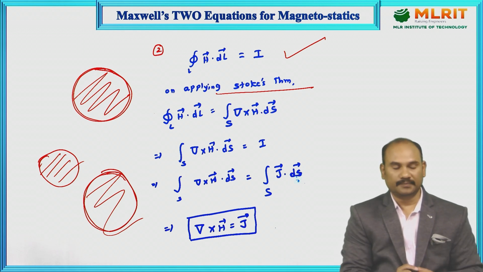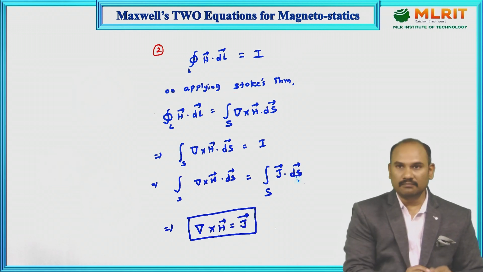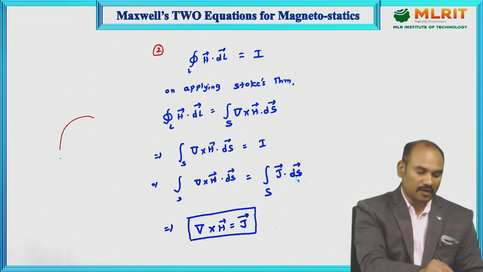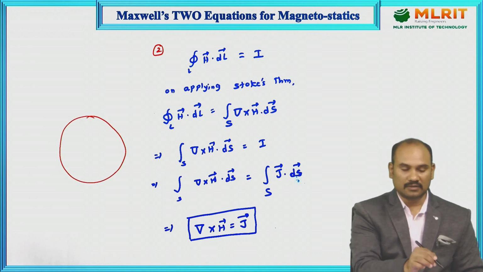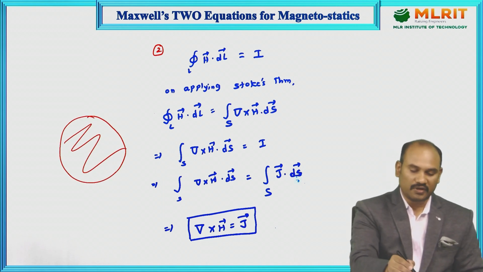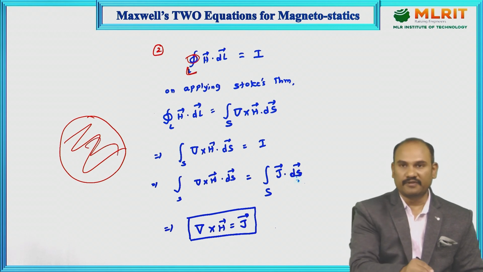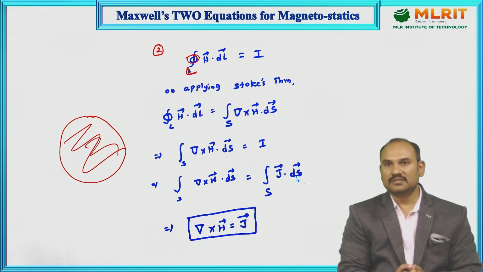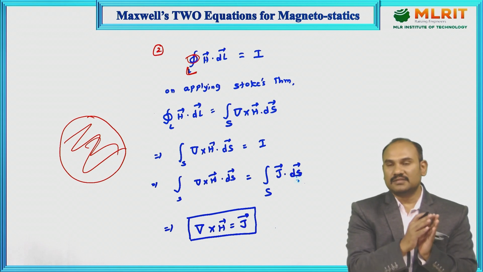Previously I have drawn this diagram. It was a closed surface. Now I am drawing the same thing, it is a closed path. Inside you have a surface. So what do you have here? Closed line means closed path. You have a surface. And Stokes theorem relates surface and closed path.